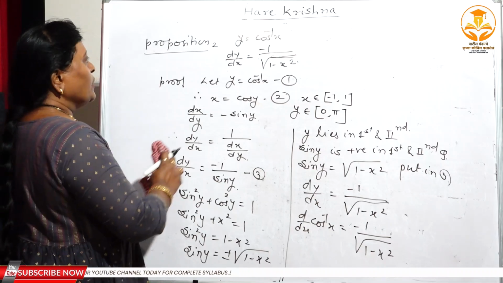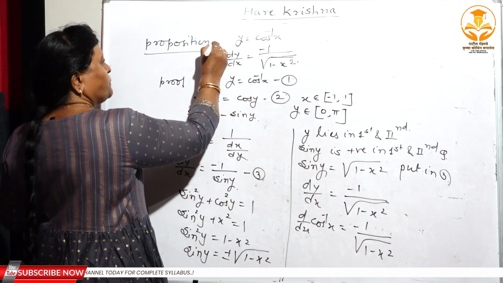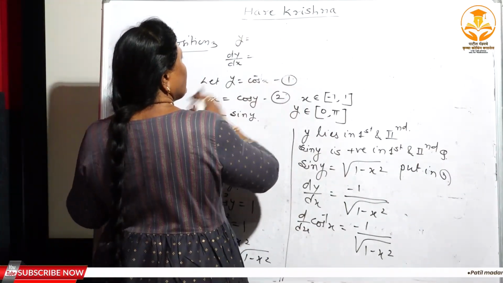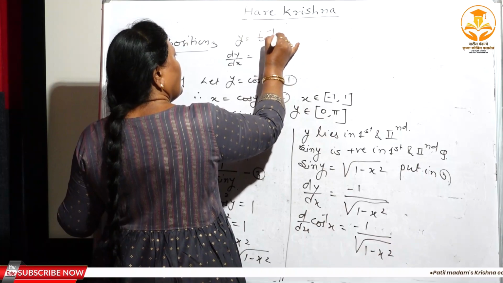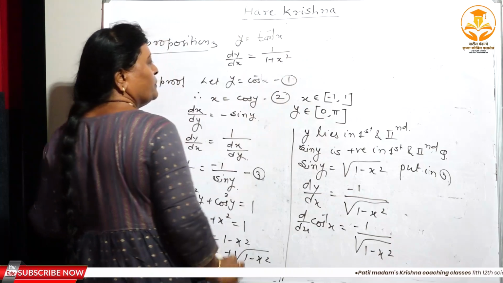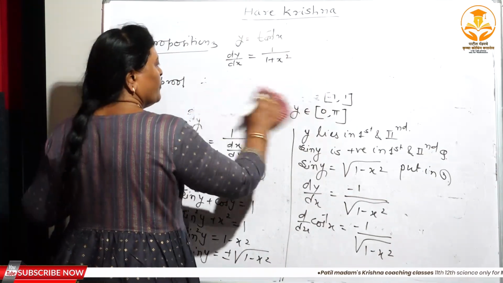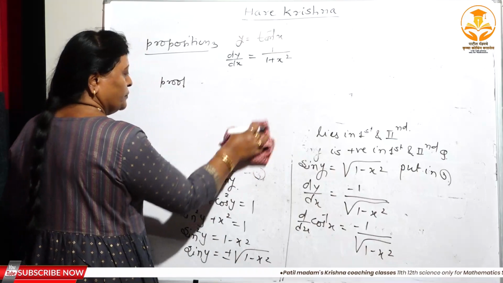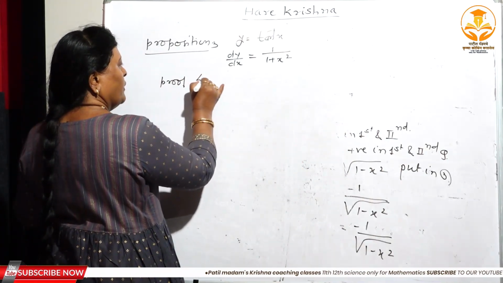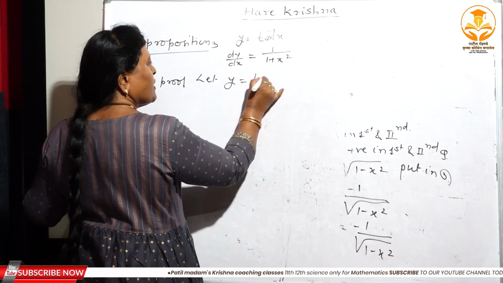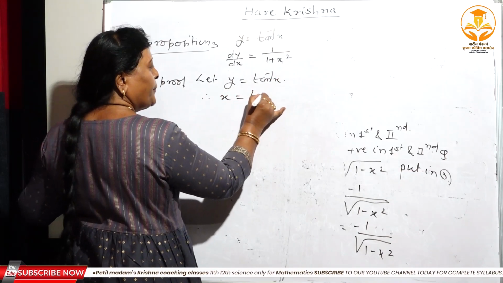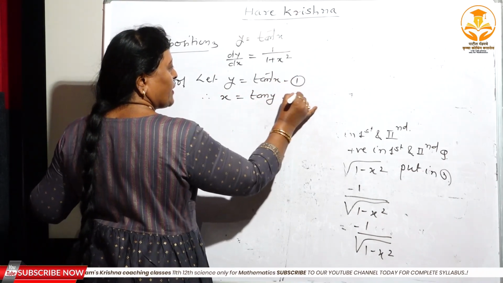Right? Now, the third proposition here is tan inverse x. The third proposition is y is equal to tan inverse x, and we have to prove dy by dx is equal to 1 upon 1 plus x square. Again, see the proof. Let y is equal to tan inverse x. Therefore, x is equal to what here? Tan y. This is first, this is second.